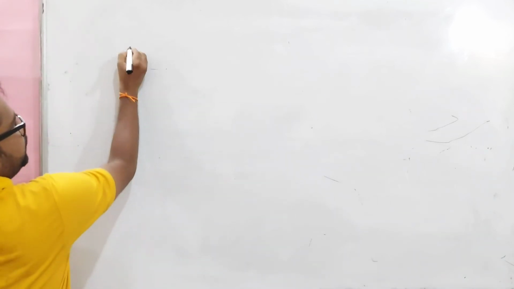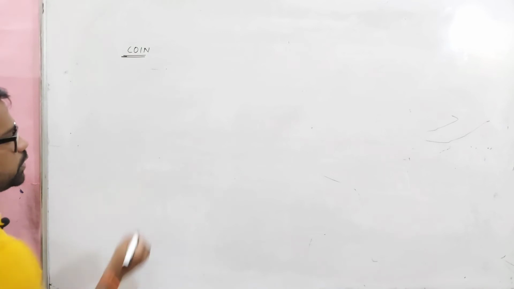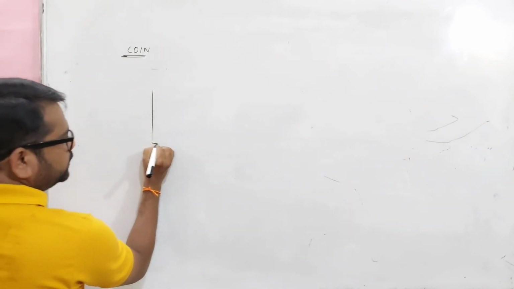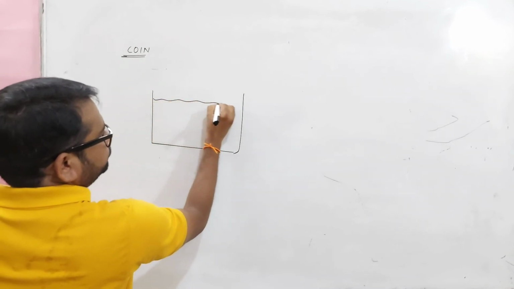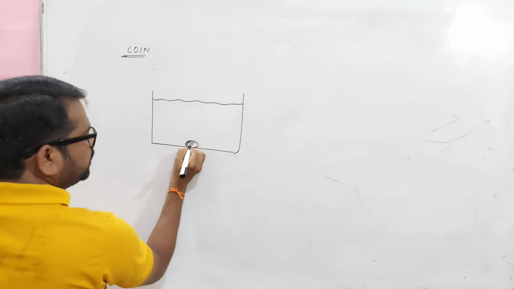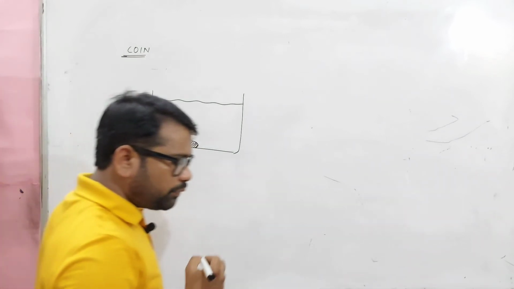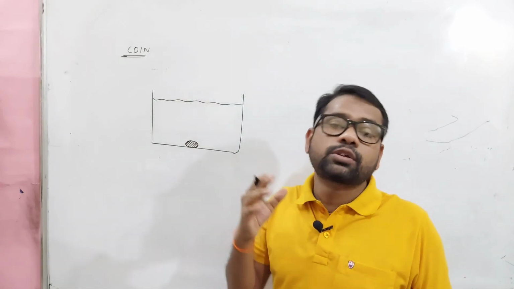Now look at it, children. When a coin is placed in water, how does it appear? Let us take a container in which there is water. Here the coin is placed. So when it is viewed vertically from above the water, how does this coin appear?